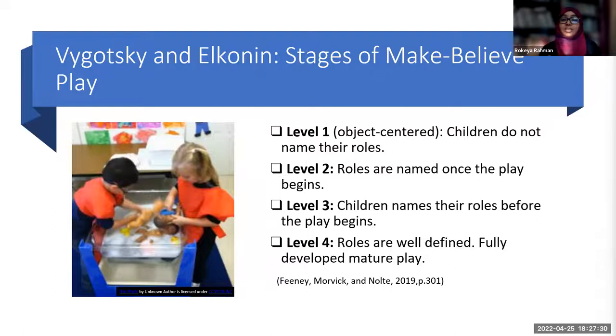So stage number one, level number one, is basically object-centered. So children just engage using toys and using play. Maybe, for example, as you see, washing baby dolls, but they don't really come up with a name. So they don't really have the name of the role. They just engage in it, that's very young children.